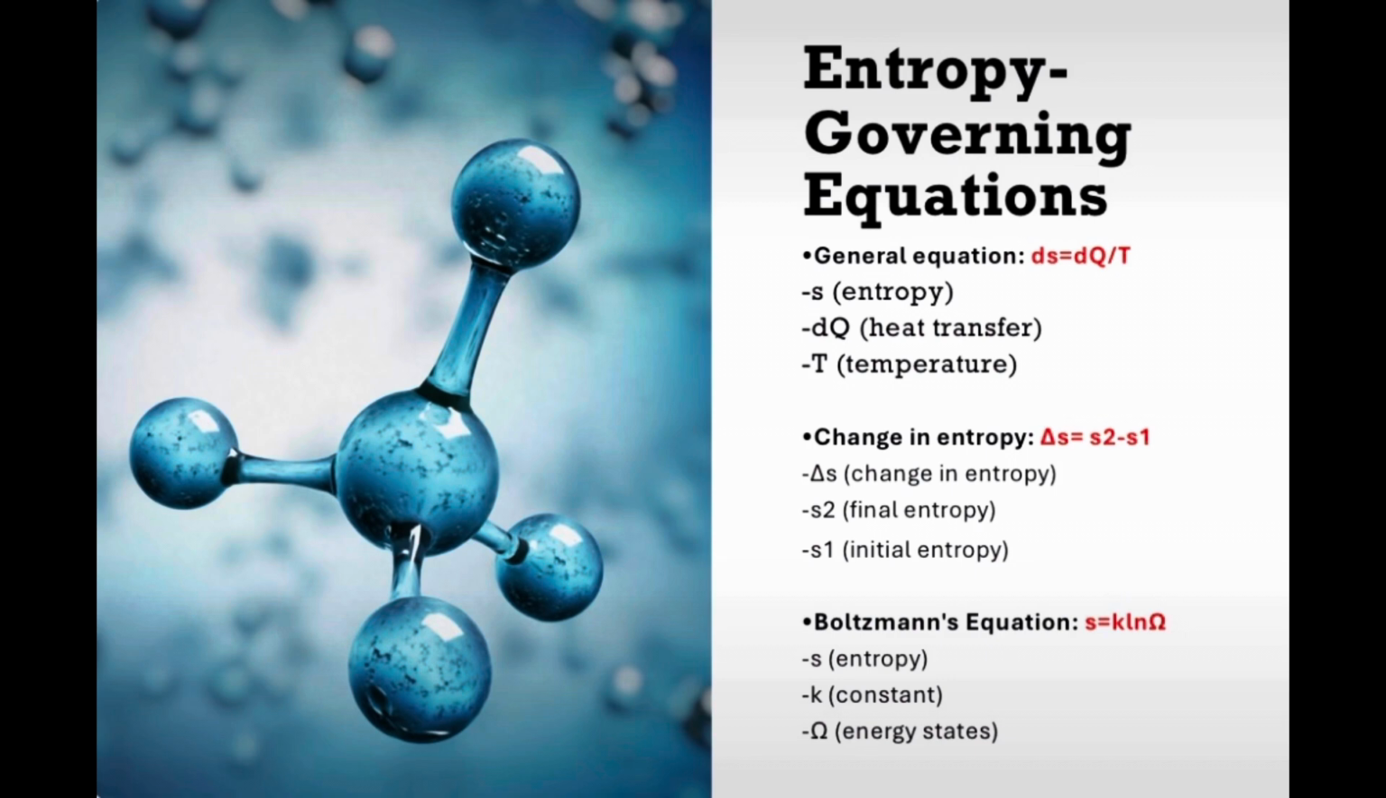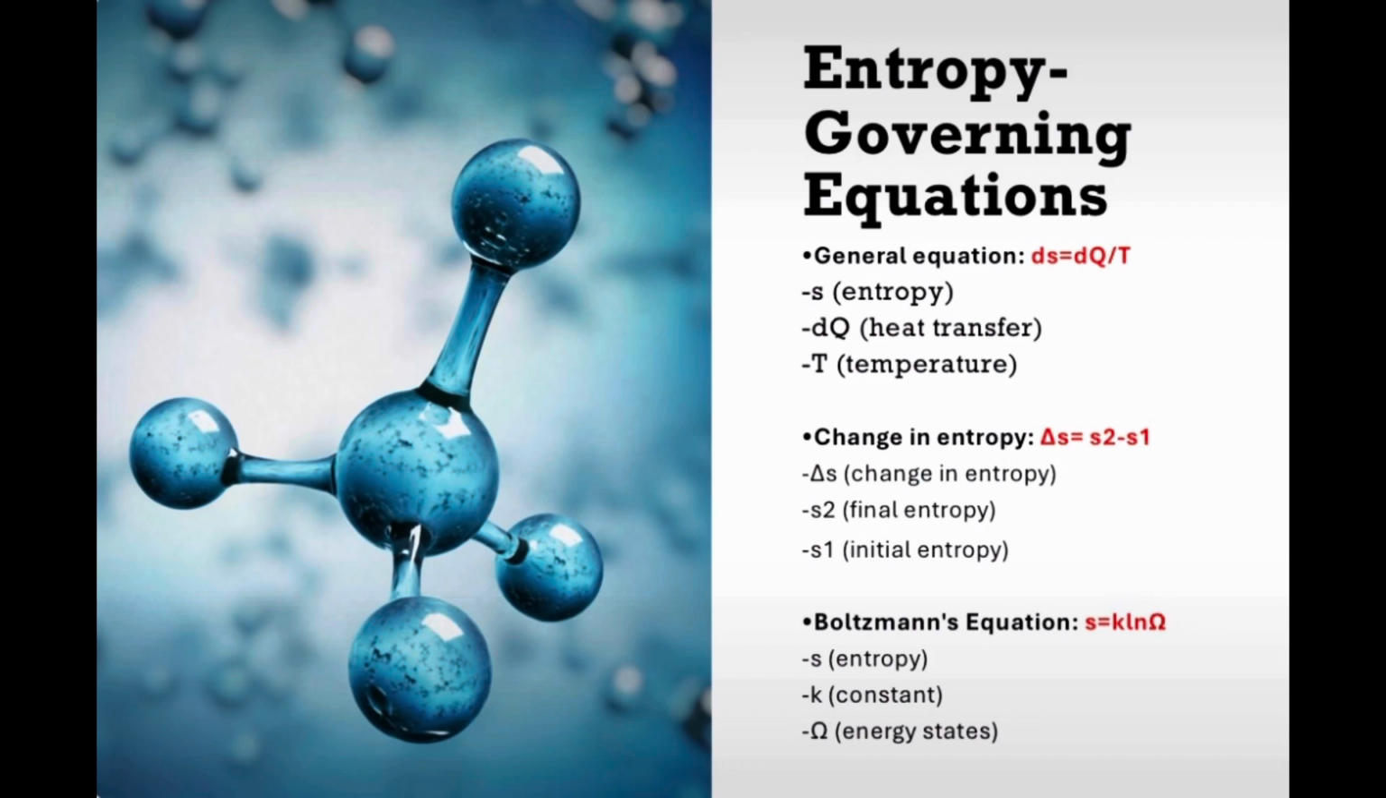Next, we're going to go over the change in entropy, where delta S is equal to S2 minus S1, in which delta S is the change in entropy, S2 is the final entropy, and S1 is the initial entropy. And the last equation is Boltzmann's equation. Boltzmann defined entropy as a constant times the natural log of the energy states of a system. While Boltzmann's equation is used to define entropy in a more microscopic or statistical way, it is also used to describe the disorder or randomness of a system.